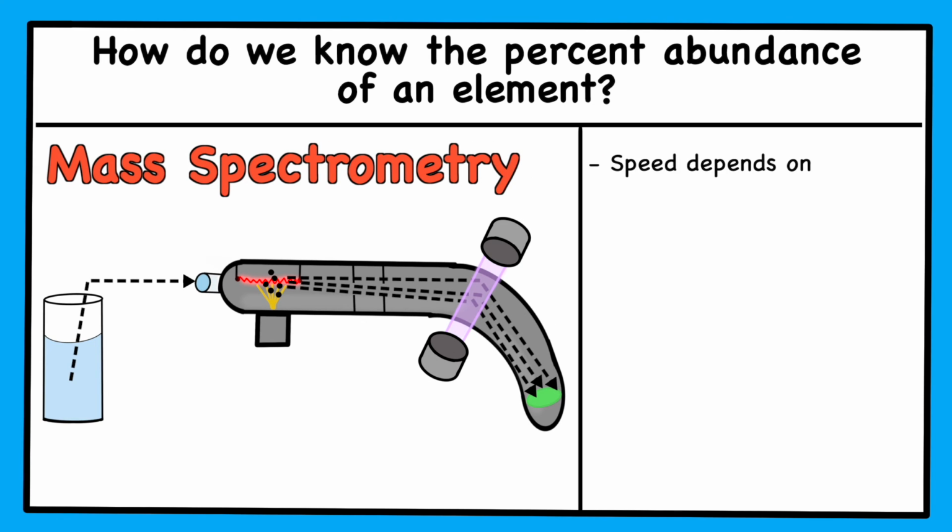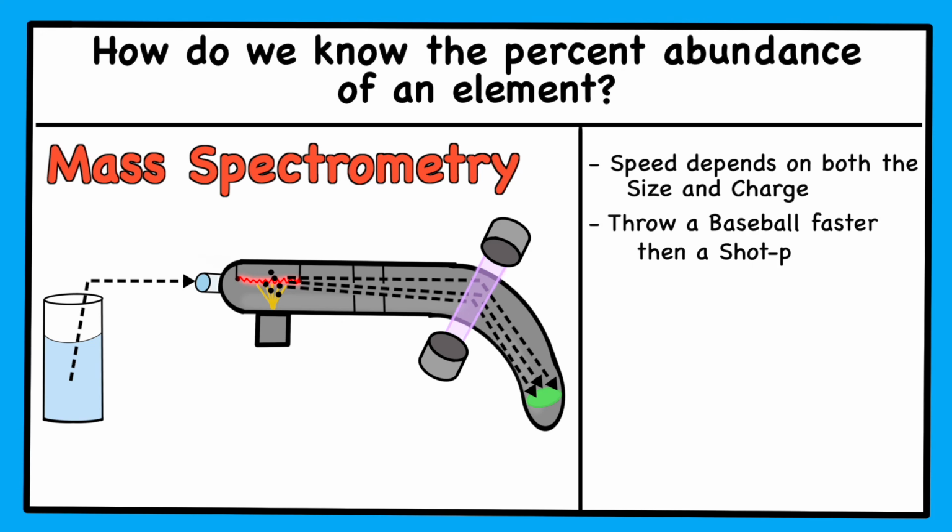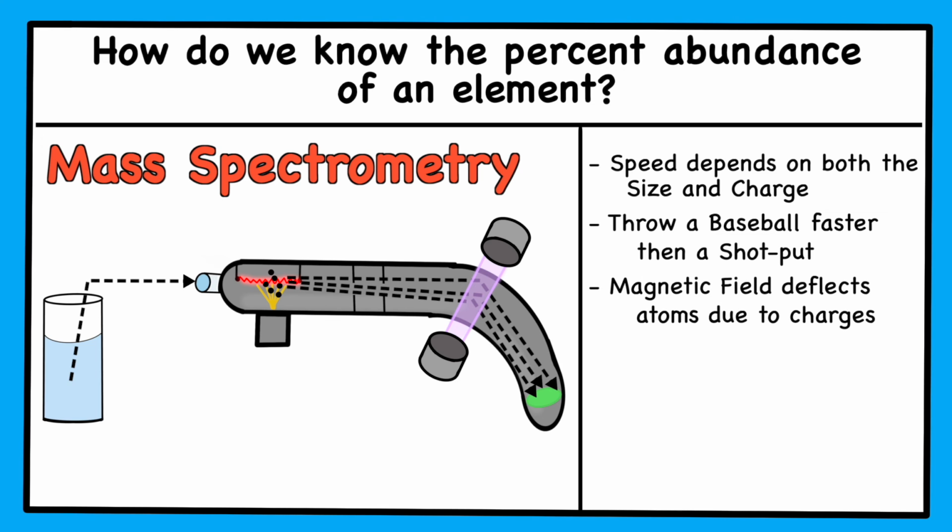The speed at which the ion is deflected by the magnetic field is dependent both on the size and charge. If an atom is moving faster than another down the mass spectrometer, then it is lighter than the other atoms, just like you can throw a baseball faster than you can throw a shot put. Additionally, the magnetic field deflects atoms which have a higher charge down the mass spectrometer faster and aids in further distinguishing isotopes of a particular atom from another.